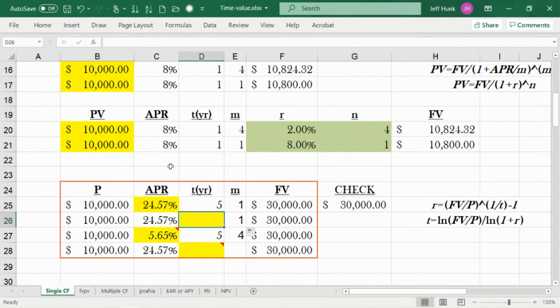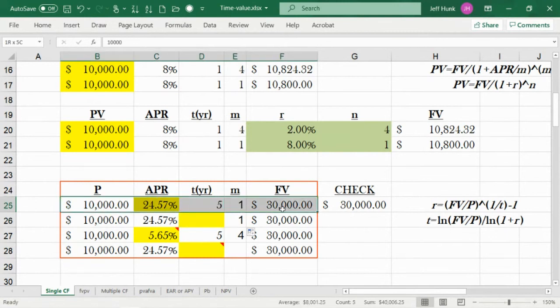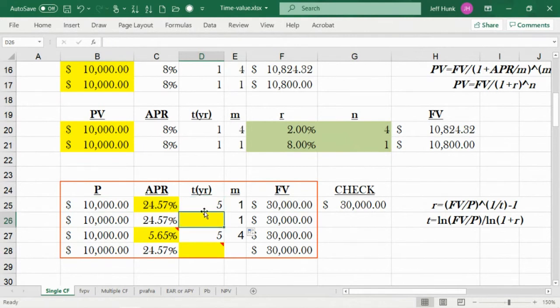Then how do we solve for that? How do we solve it? We know the answer already, because it's the same scenario. It will take 5 years. But if this is the unknown, how many years? We don't know that. Previously, we didn't know APR, but we solved for it.